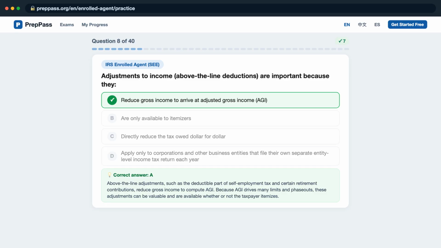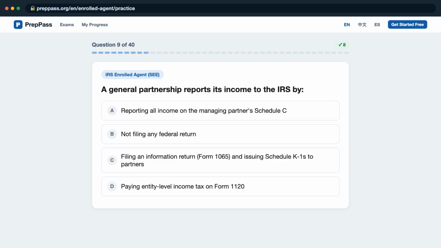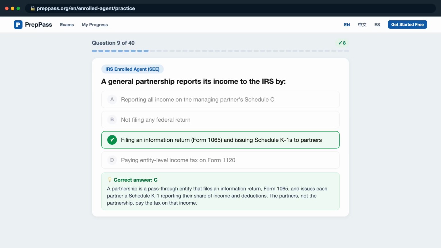Question 9. A general partnership reports its income to the IRS by, is it A, reporting all income on the managing partner's Schedule C? B, not filing any federal return? C, filing an information return, Form 1065, and issuing Schedule K-1s to partners? D, paying entity-level income tax on Form 1120? The correct answer is C.